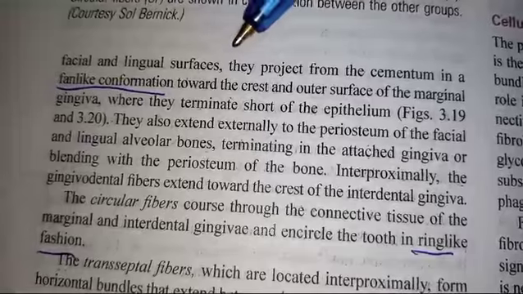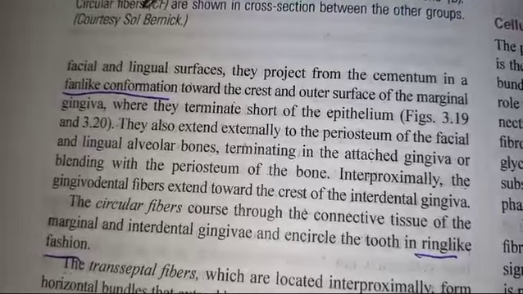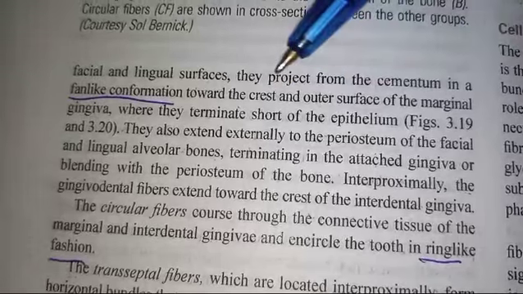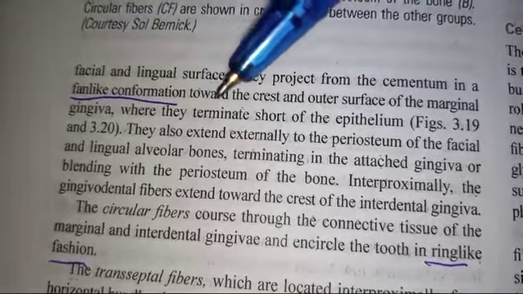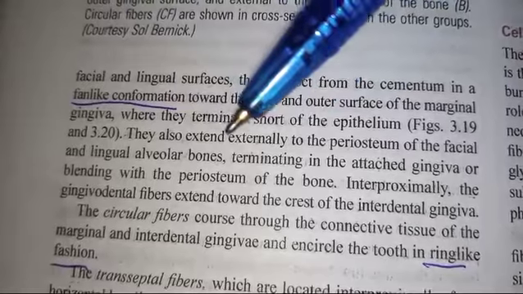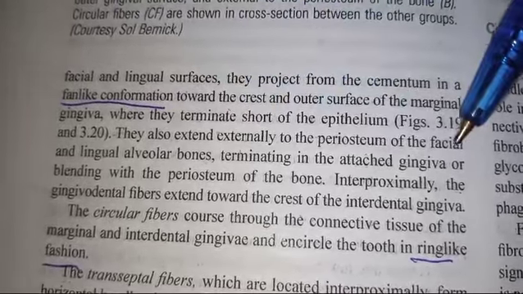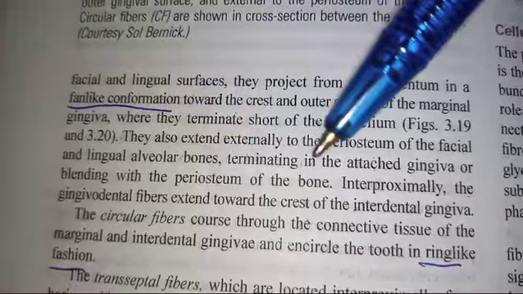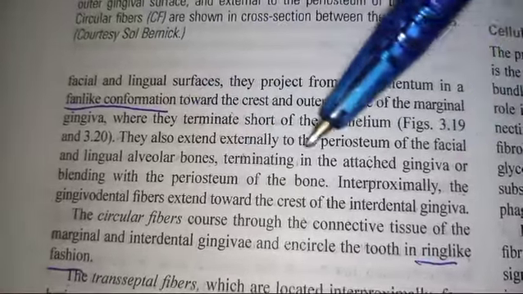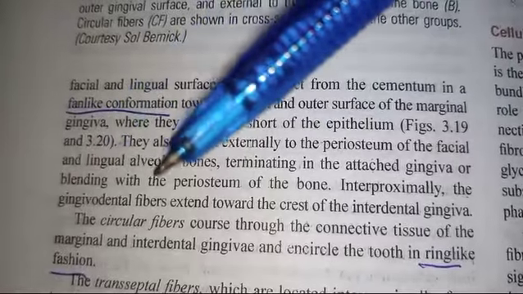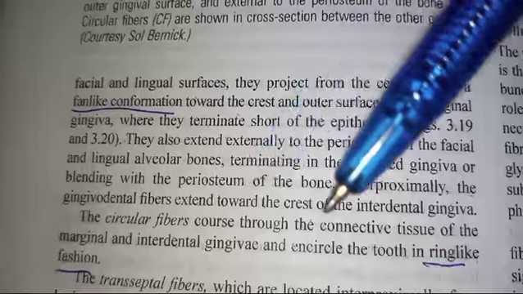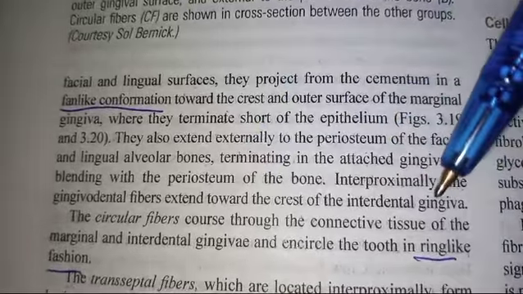So on the facial and lingual surfaces, when you see the cementum, the fibers are in a fan-like conformation towards the crest, which we have said, then the outer surface of the marginal gingiva, where they terminate short of the epithelium. They extend externally to the periosteum of the facial and lingual alveolar bones and terminate in the attached gingiva, either blending with the periosteum of the bone. Interproximally, the gingivodental fibers extend towards the crest of the interdental gingiva.